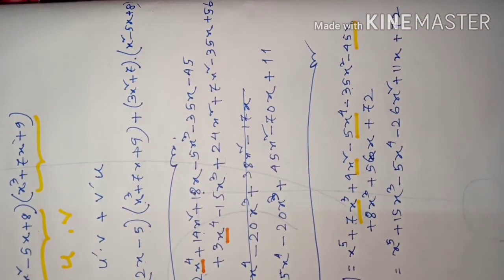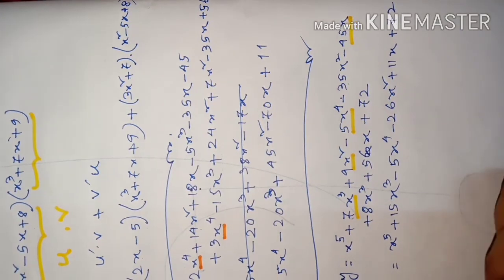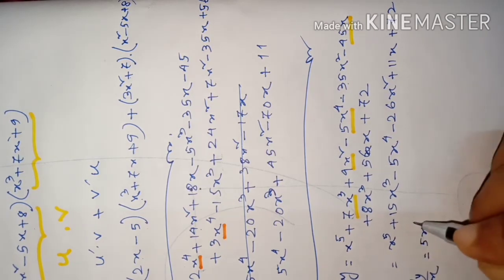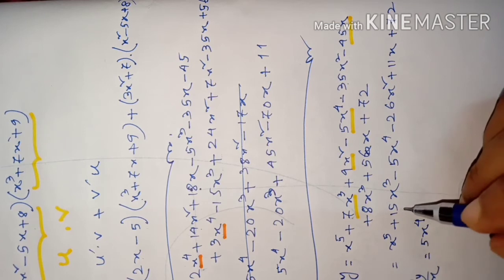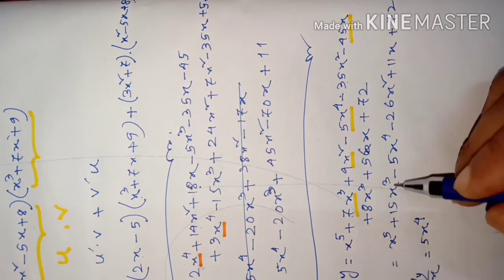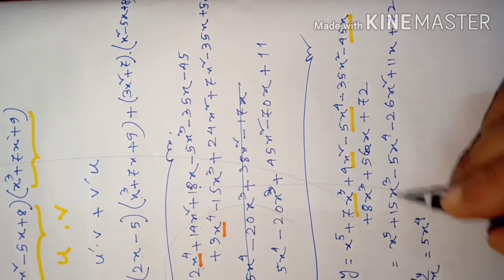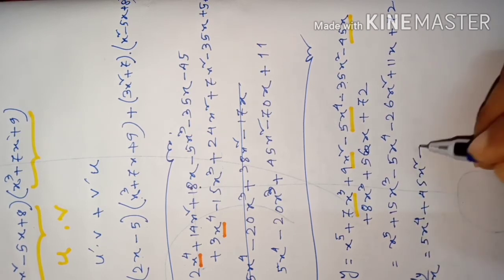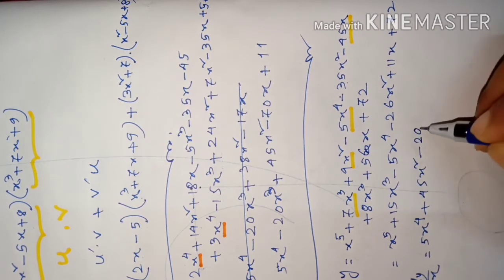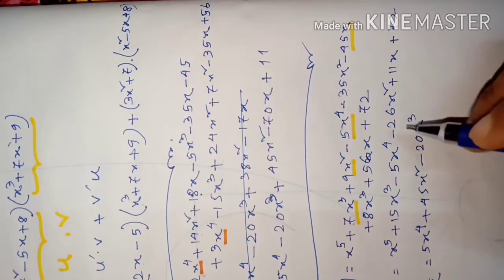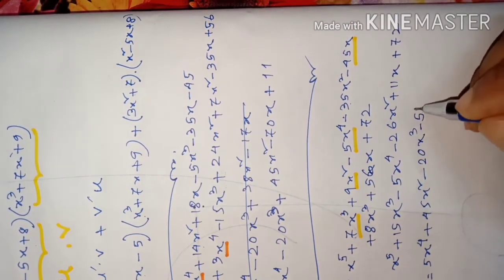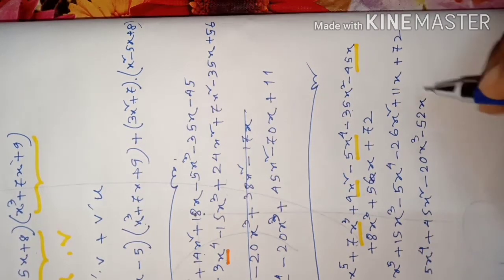So now let us find out dy by dx. Its derivative, 5x to the power of 4. Then it will be 15x cube, and this will be, that is 3 into 15, 45x square. Then minus 4 into 5, 20x cube. Then 2 into 26, 52, minus 52x, then plus 11.